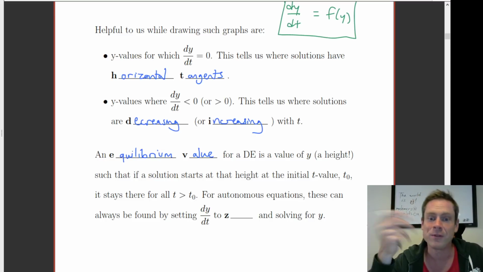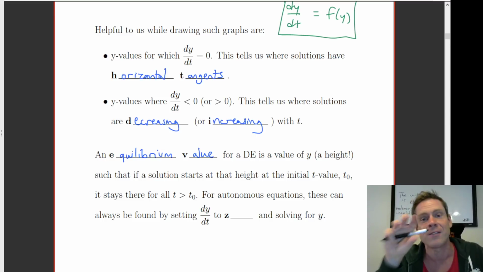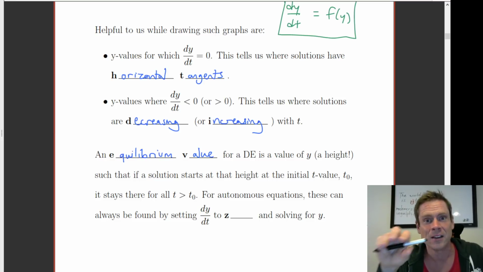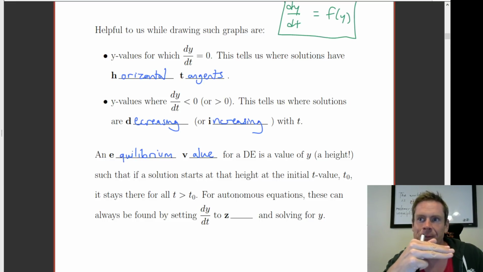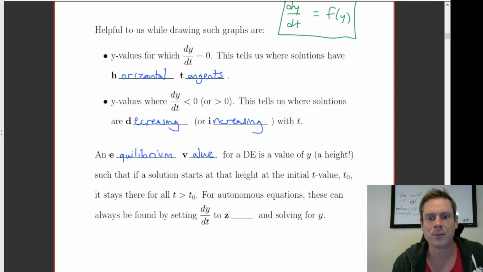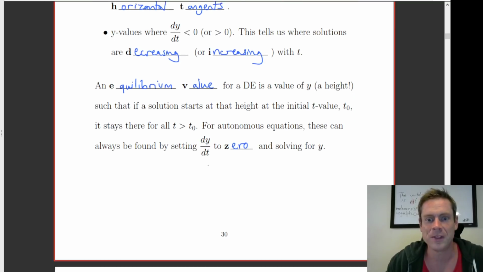And as I said, when you have these autonomous equations where you don't have explicit dependence on t, the dependence of dy by dt is only on y terms and so on. If you start at a particular height where dy by dt is equal to 0, you're restricted to that height for all time. So for autonomous equations, you can always find equilibrium values by setting dy by dt to 0 and solving for y. And that's how we're often going to start these graphs.